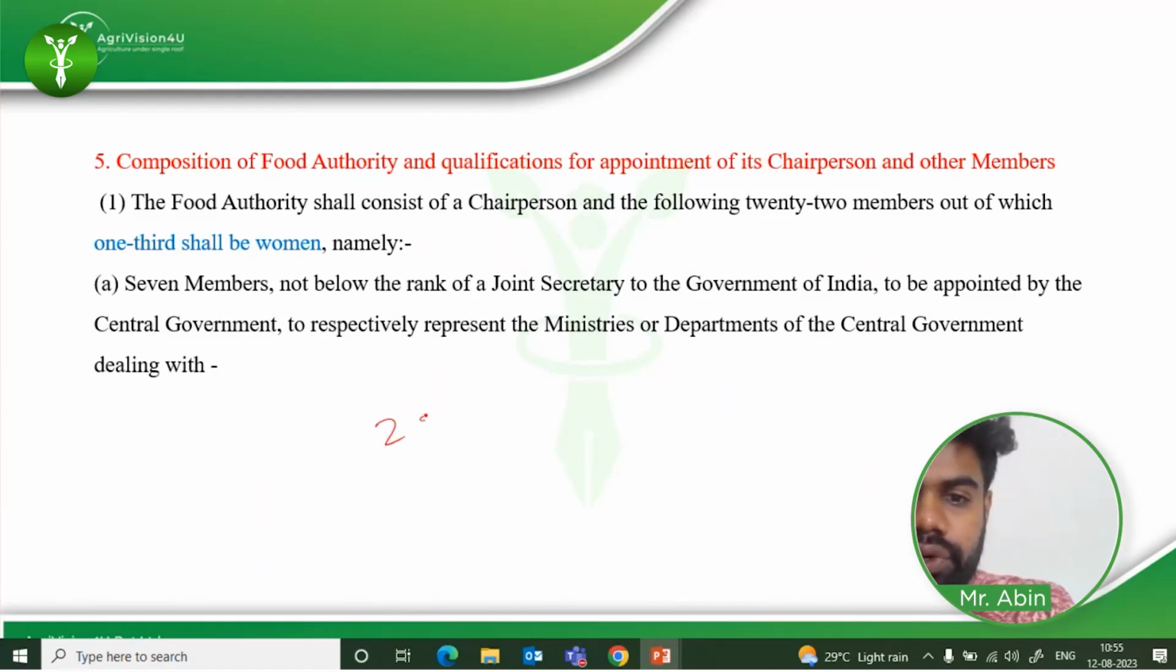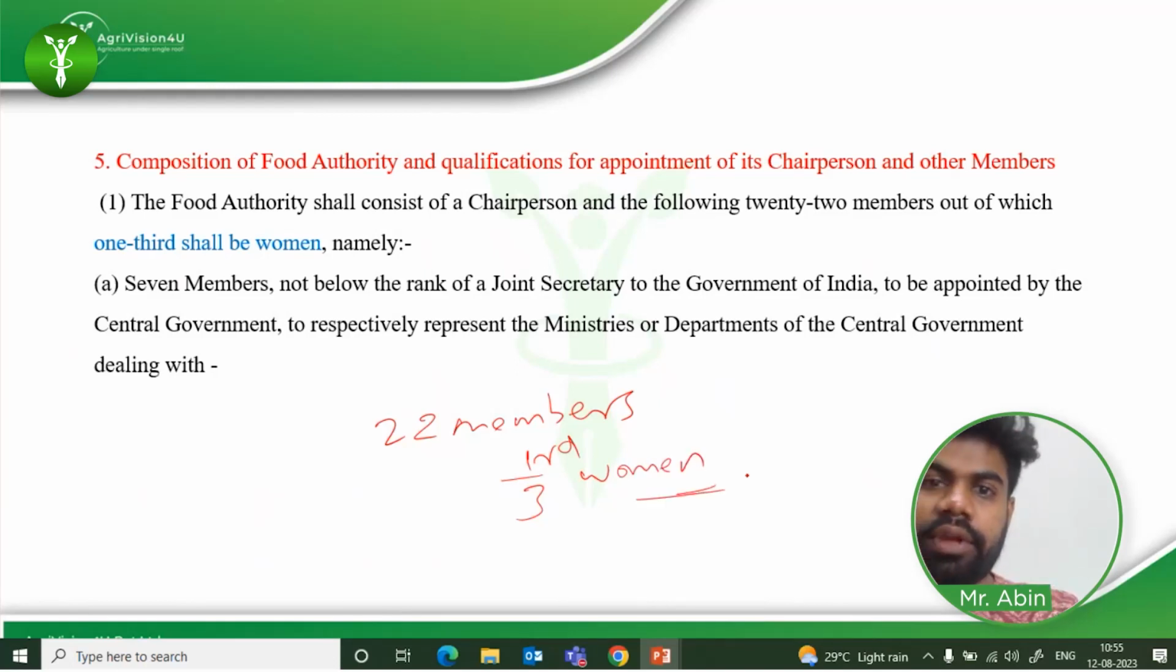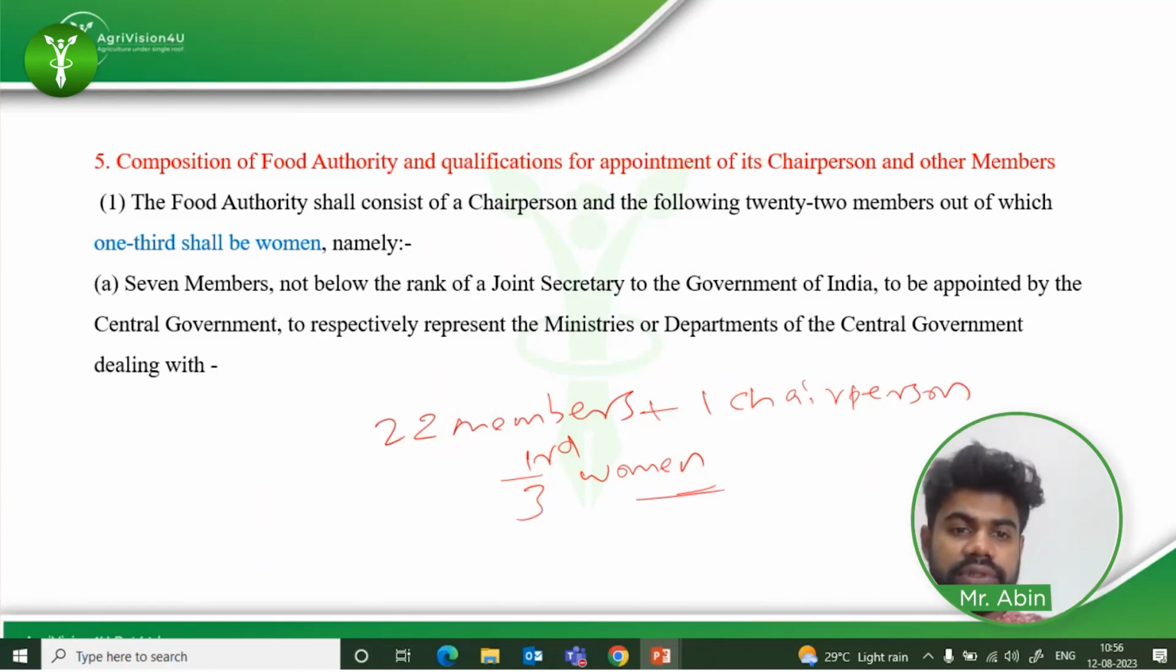So there are 22 members under food authority. Under that, 1/3 will be women. Important. So food authority will be having 22 members plus one chairperson. 7 members not below the rank of joint secretary to the government of India, appointed by central government to respectively represent ministries or departments. From 7 departments or ministries, 7 members will be there.